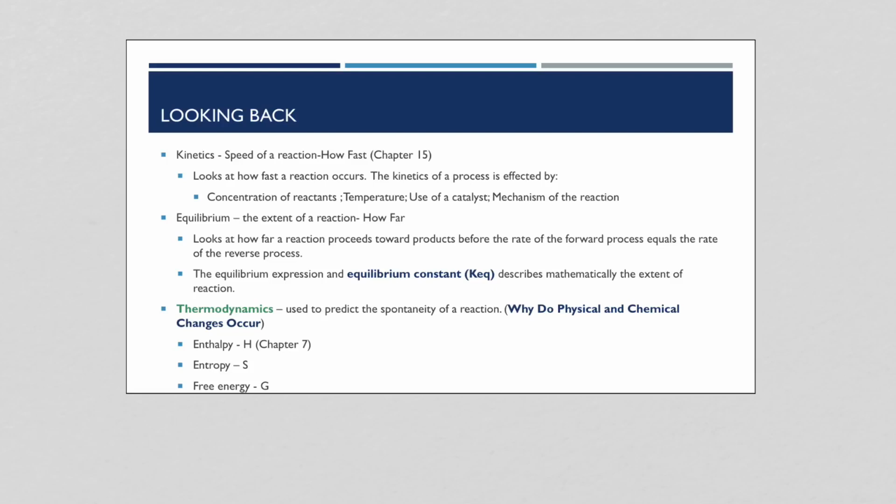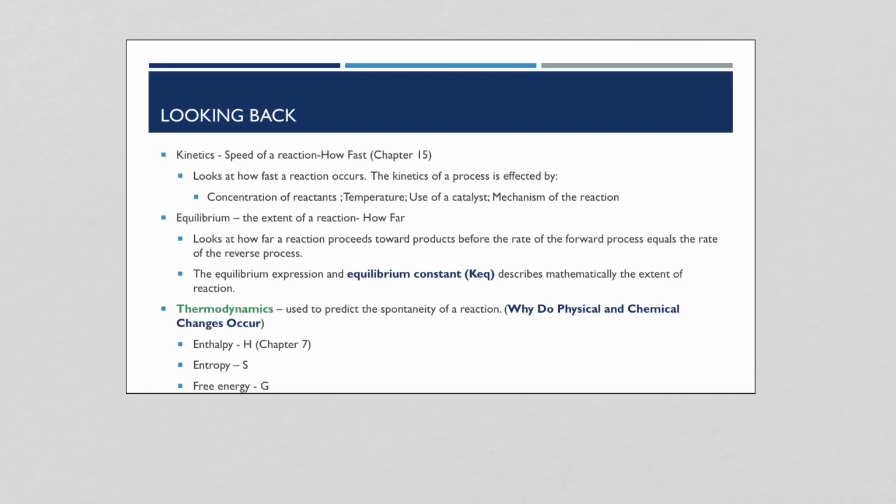In chapters 16, 17, 18, we dove into this concept of equilibrium, right? Which predicts the direction of the reaction, or how far the reaction goes toward products. And we looked at things like the equilibrium expression and the equilibrium constant, which gave us a way to quantitatively look at the extent of this reaction or the position of equilibrium.